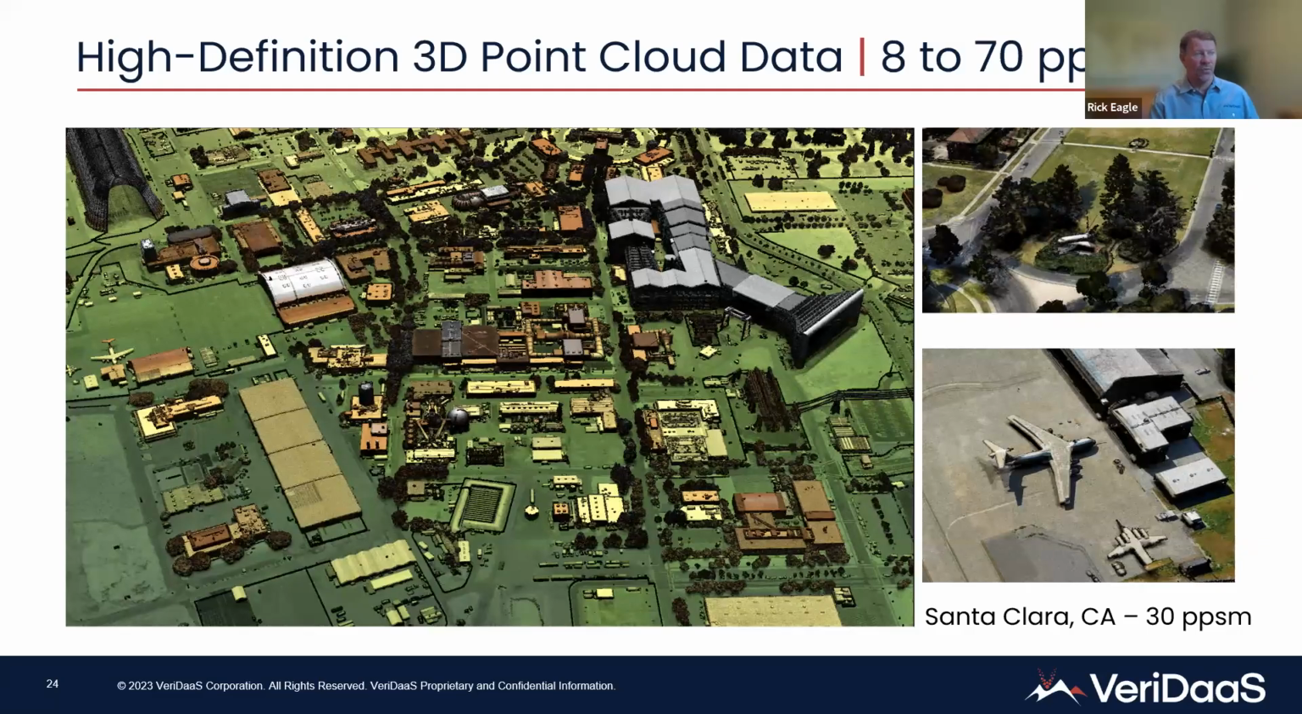Starting with, as I mentioned before, we can process the data. Typically, we're collecting at anywhere from 30 to 70 points, depending on how high we fly. But we can process that data at any density, depending on what the client needs. These are some examples from Santa Clara, California at 30 points per square meter. They've been colorized, but you can see the level of quality of the point cloud and what can be pulled out.